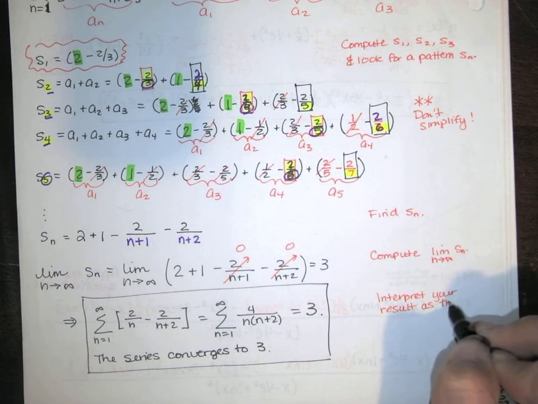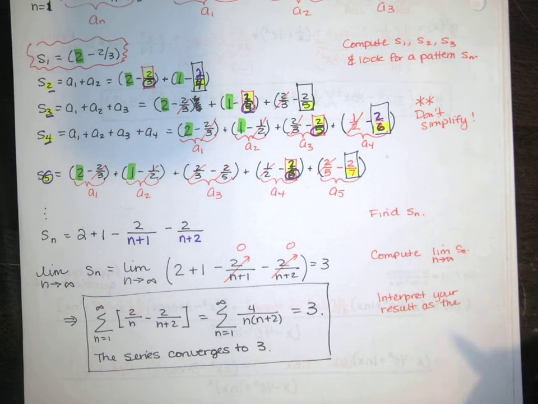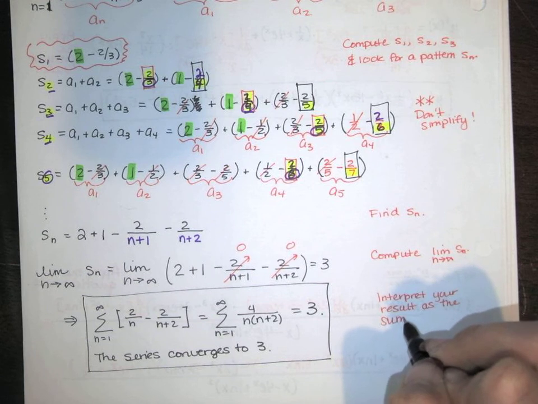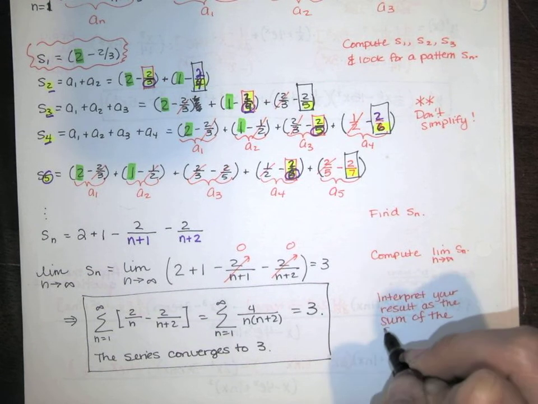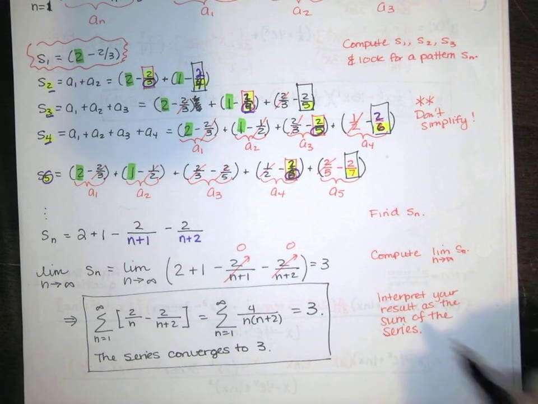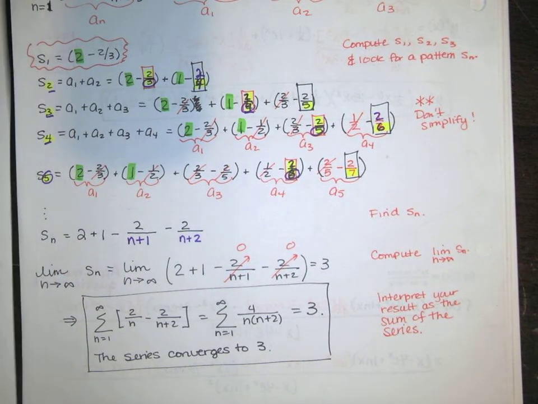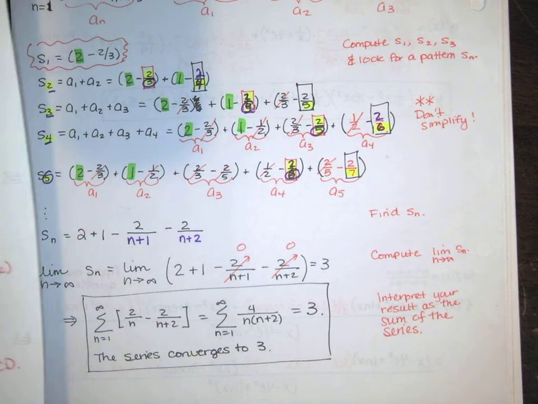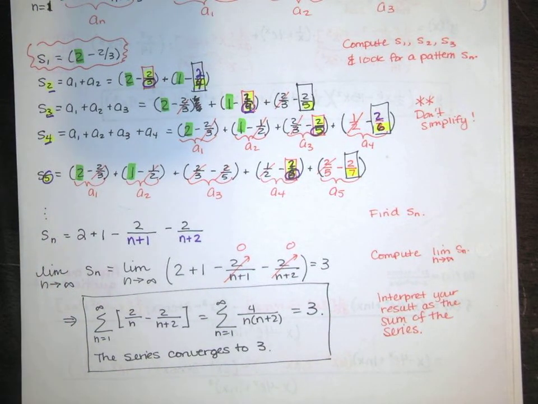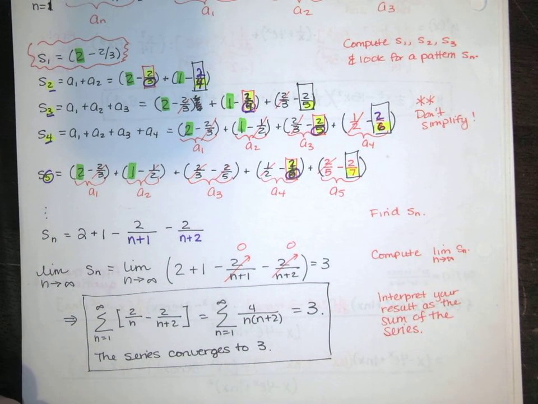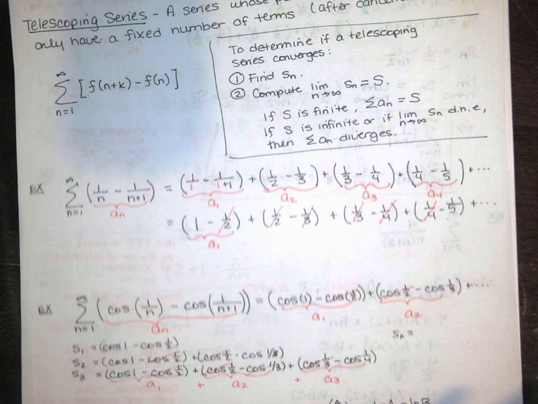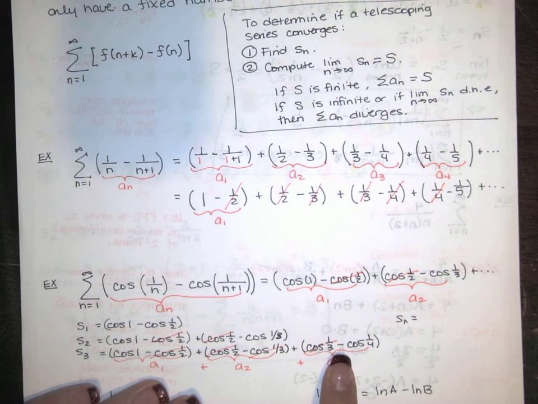And this time, since the limit exists, we are interpreting the result as the sum of the series. And we can say that the series converges to its sum. So I think that's probably good for examples of partial fraction or of telescoping series. We did get pretty far with this one, so I think I want to finish this one.